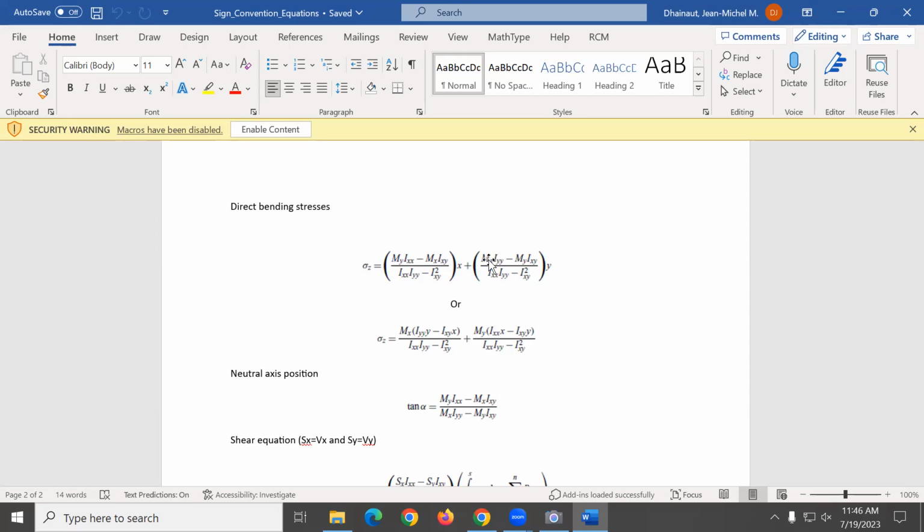IXY plus Mx times IYY minus My IXY, divided by IXX IYY minus I squared XY, times Y. Or you could write it under this form. You see you have different forms.